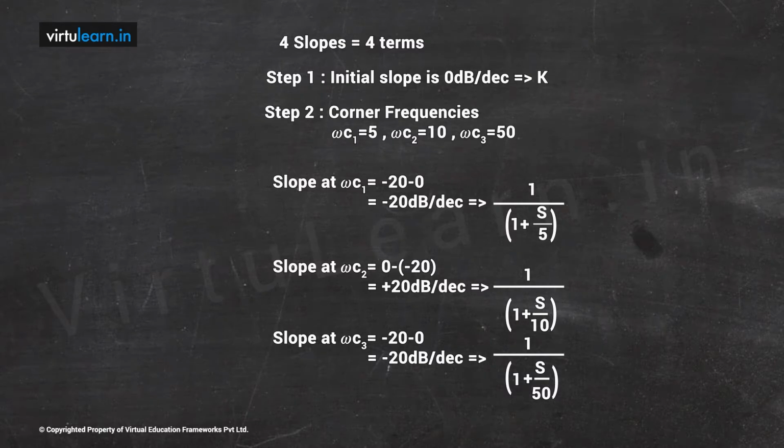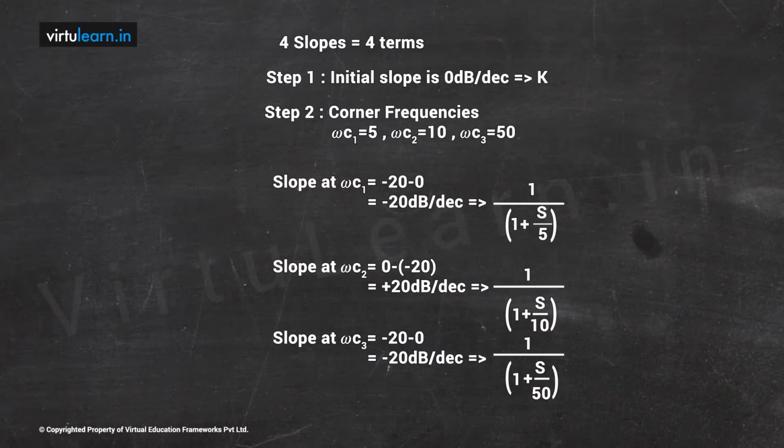If you look at the terms, at omega c1 the slope will be minus 20, which means there will be a pole, 1 by 1 plus s by 5. Then similarly at the next corner, we have one more term. Then what will be the term? We have a plus 20, therefore a zero, it is 1 plus s by 10.